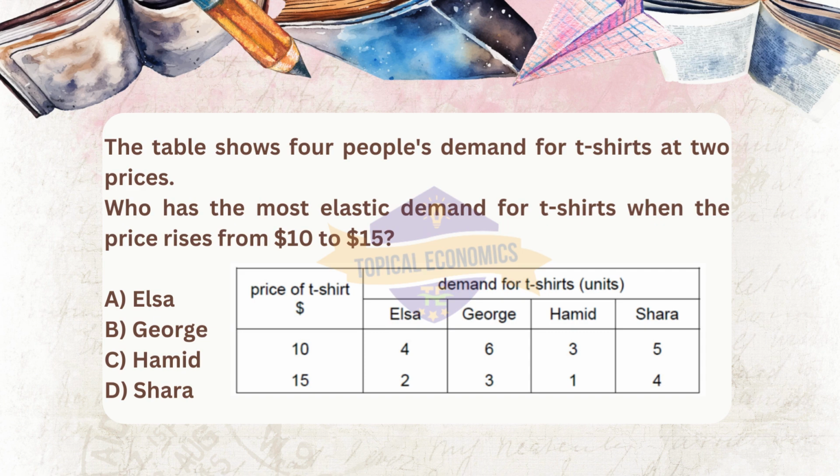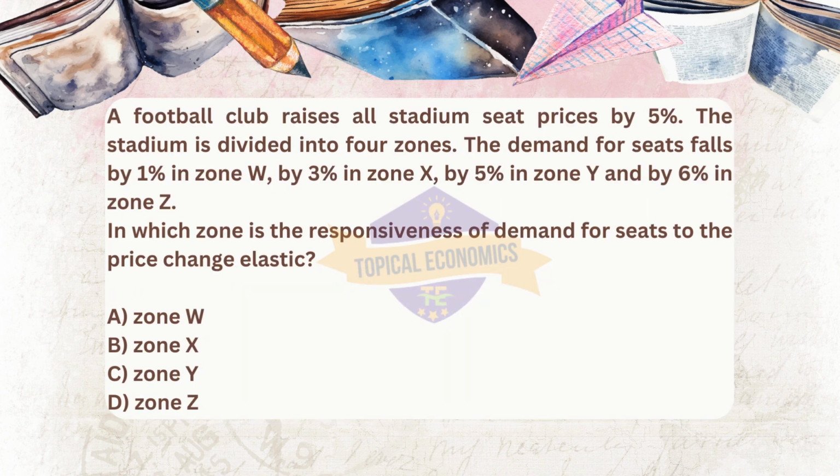Proceeding with question 22. A football club raises all stadium seat prices by 5%. The stadium is divided into 4 zones. The demand for seats falls by 1% in Zone W, by 3% in Zone X, by 5% in Zone Y, and by 6% in Zone Z.